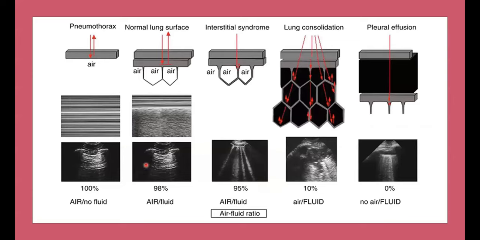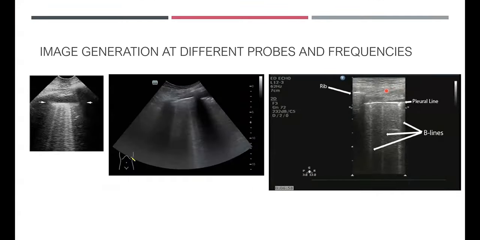But it is the interaction between air and fluid in this interstitial space that gives you the patterns that we see, which basically move from an A profile to an AB profile to a B profile to consolidation. And all of these patterns interact in a way to give us the pathology that we then interpret. I'll talk a little bit about consolidation when I cover consolidation, and effusion when I cover effusion. What I'd say is that using a different frequency can alter how you see and how you define pathology.